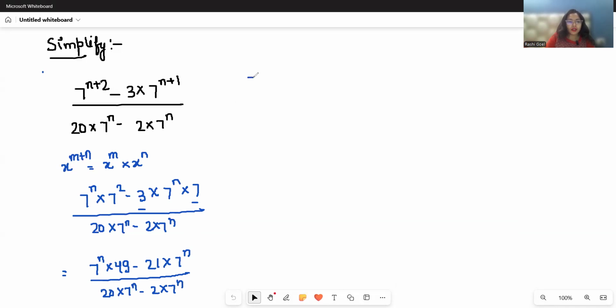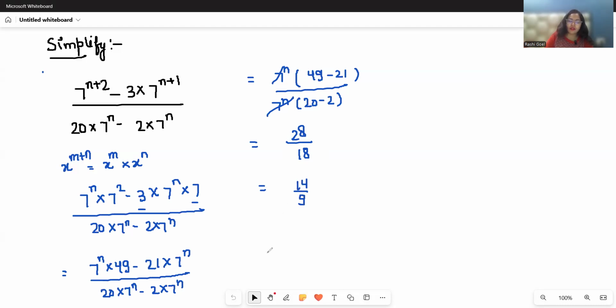Now, from numerator and denominator, I can take 7^n as common. So what is left? 49 minus 21 in numerator, and in denominator, if I take 7^n as common, 20 minus 2. So we will cancel this out. What is left? 49 minus 21, that is 28, and 20 minus 2 is 18. Now both are even numbers, we can divide by 2, so we get 14 by 9 as our answer.